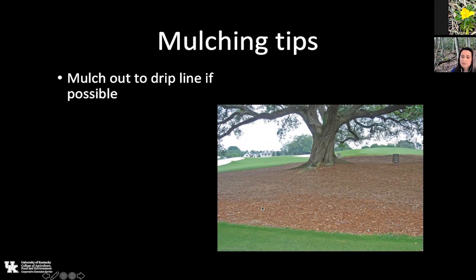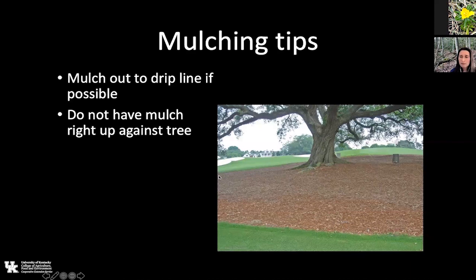But I think one of the most important things that it does in the landscape setting is prevent mower damage. Because if you're not having to mow right up to the base of that tree, that's really beneficial, because you're not going to get those little nicks on the tree that can be perfect entry points for decay fungi. So really, anything is good, but don't have that mulch right up on top of that tree trunk.